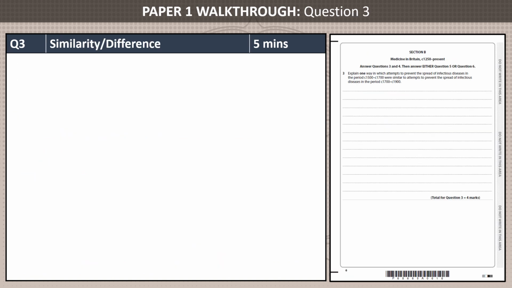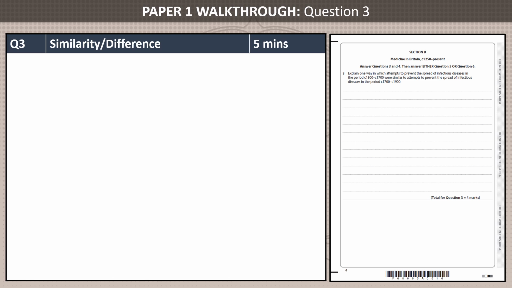Now, the next part of the exam is all about medicine in Britain since 1250. We start with question 3, a similarity or difference question. We're given a lot of space to write in. We won't need to use all of that.